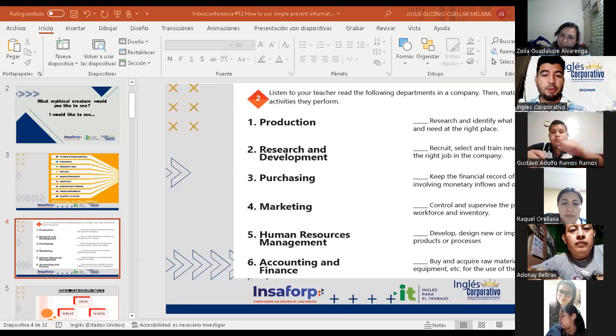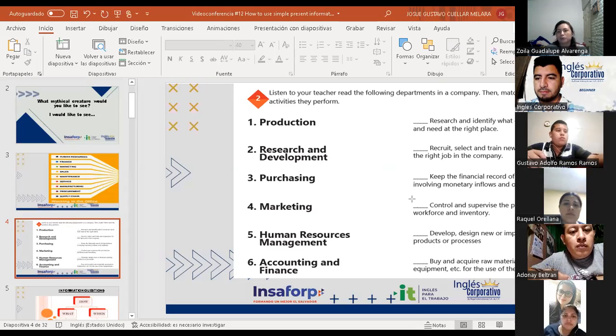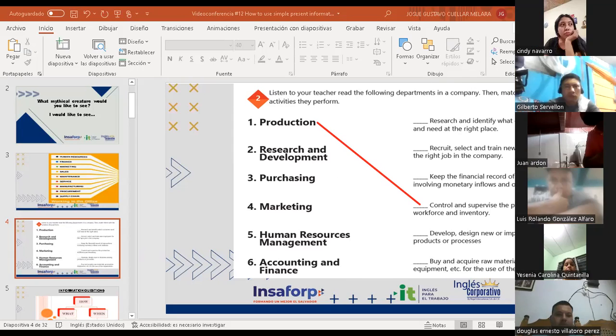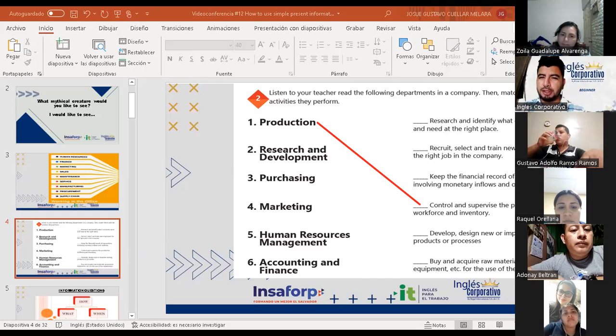Which one, from 1 to 6? The number one is control and supervise the production. Yes, workforce and inventory. That's production. Thank you. Very good, well done. Do we have any other? Remember that we said this yesterday, so it means that it is easy. Quiere decir que está fácil.